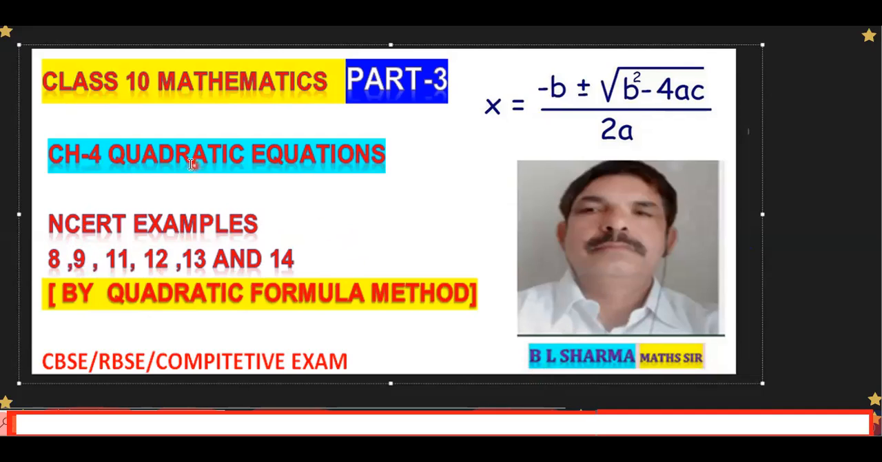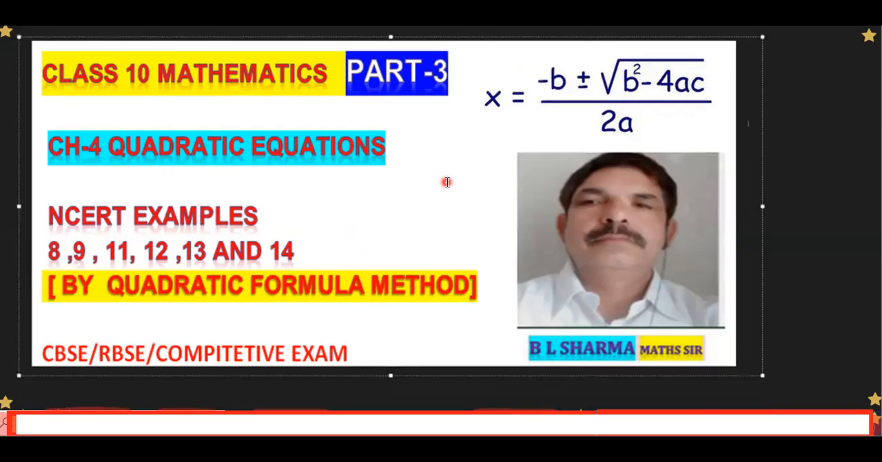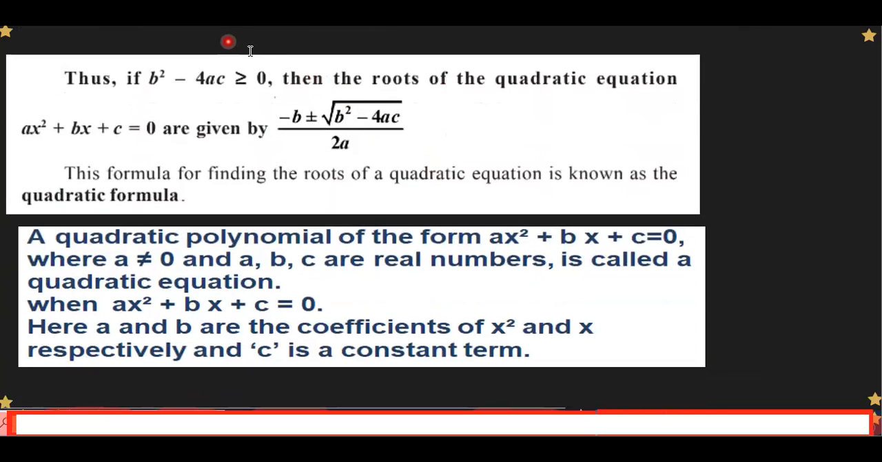We will discuss very important examples of NCERT, that is 8, 9, 11, 12, 13 and 14 of chapter 4, that is quadratic equations of class 10th mathematics, and this is part 3. These all examples are very important, and I have seen that the examples have been repeated in the board examinations also. So it is very important. In this class, I will be discussing with you the quadratic formula, because finding the roots by completing the square method is deleted.